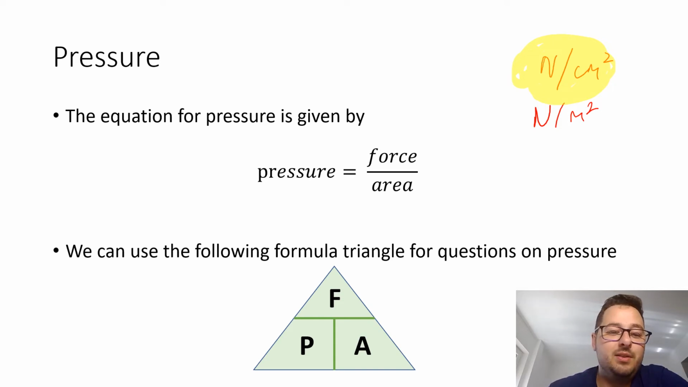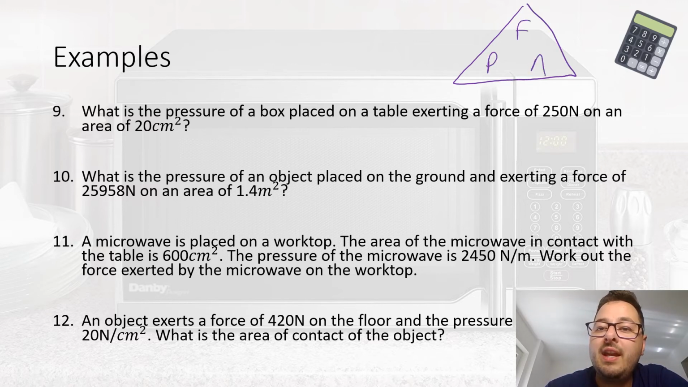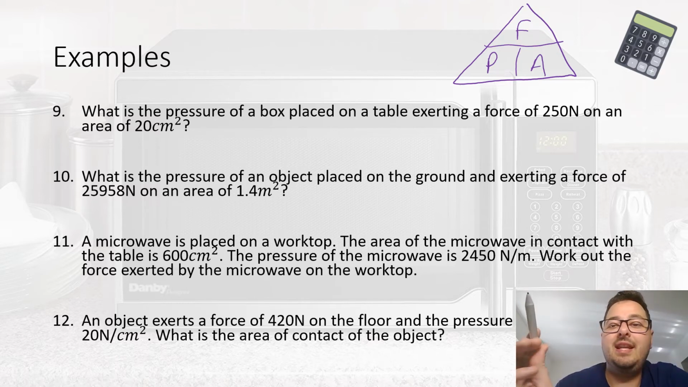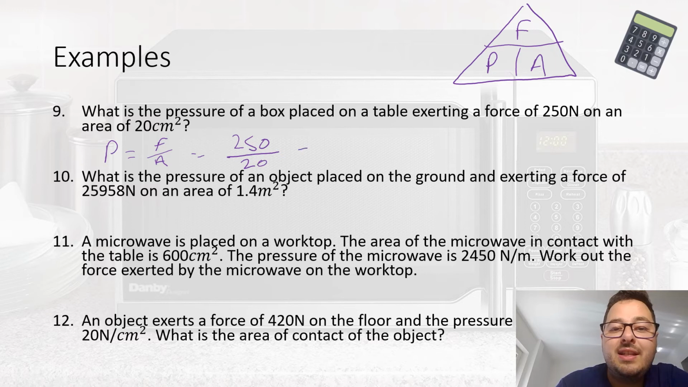Okay, so again, we'll pop the triangle up. We've got a triangle, pressure is force over area. And we can use a calculator again, so feel free to pause the video and try this, and otherwise we'll do it together. Alright, number 9. What is the pressure of a box placed on a table exerting a force of 250 newtons on an area of 20 centimetres squared? Well, we want the pressure, so pressure is force over area. The force here is 250 and the area is 20.